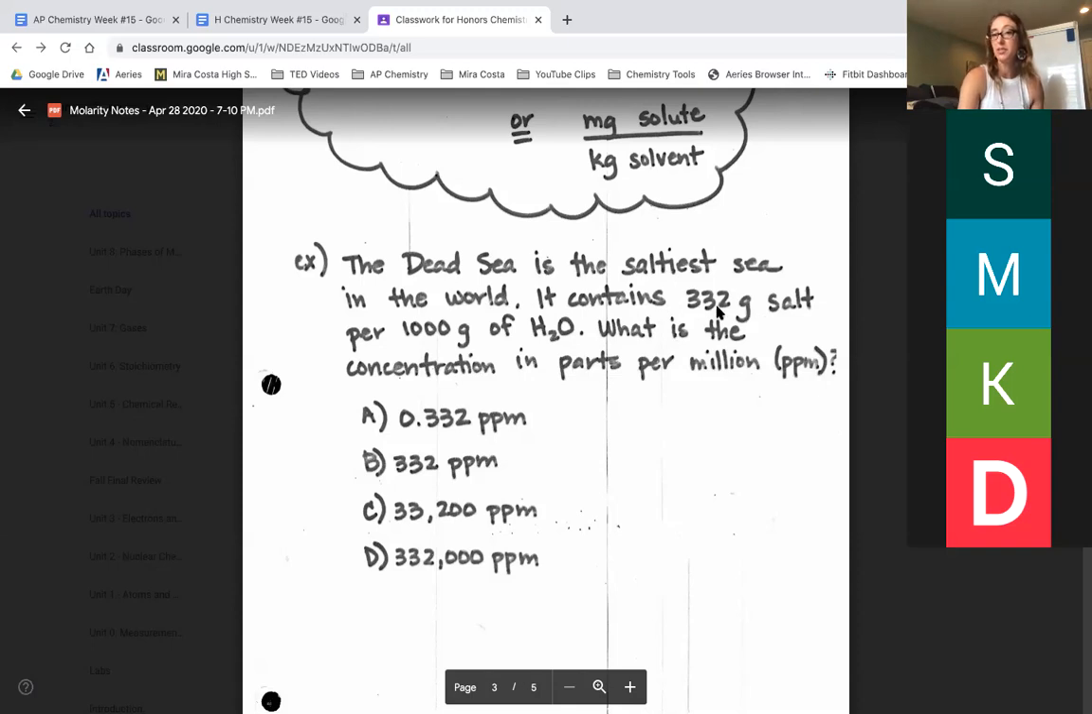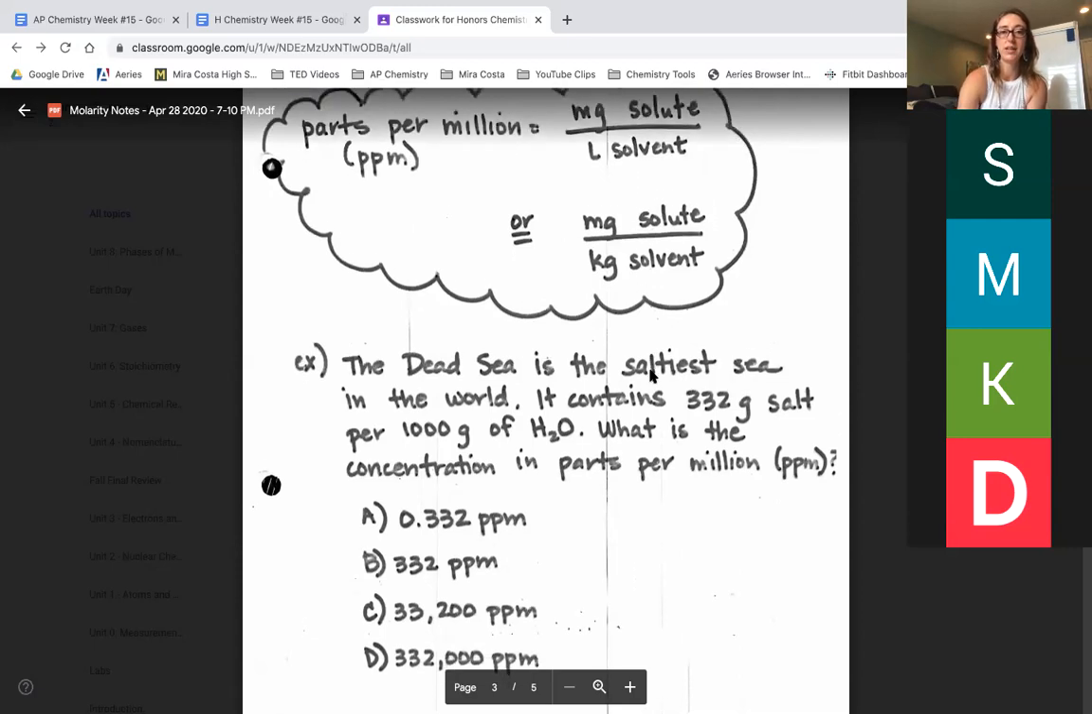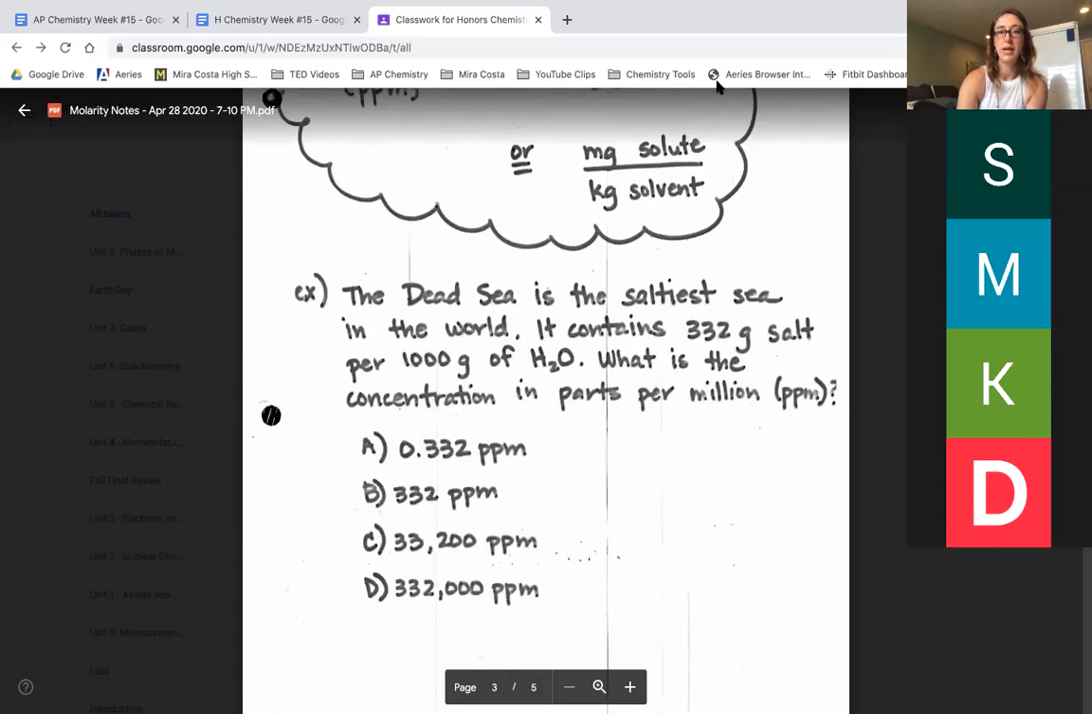It contains 332 grams of salt per 1,000 grams of water. What's the concentration in parts per million? So this one's, again, pretty simple. Remember, we need milligrams of solute per liter or per kilogram of solvent. Okay, so 332 grams, you can convert that to milligrams. That's going to be 332,000 milligrams divided by the kilograms of solvent.